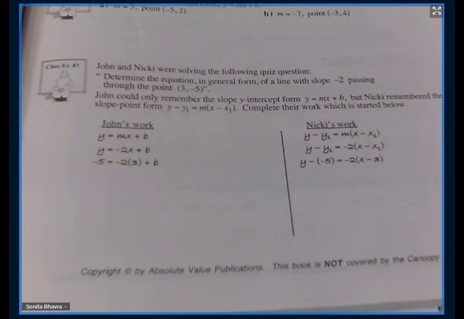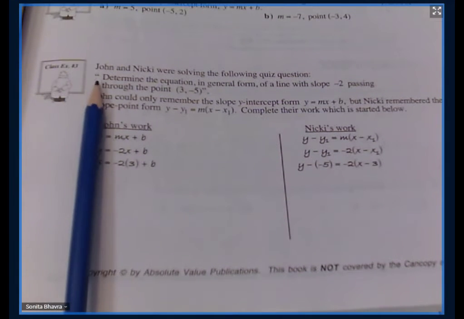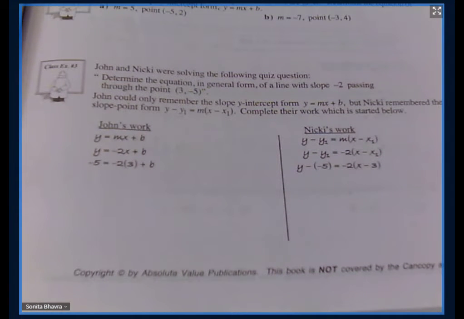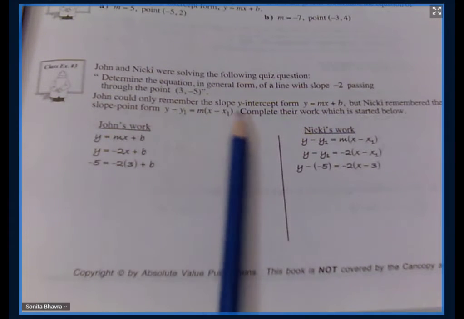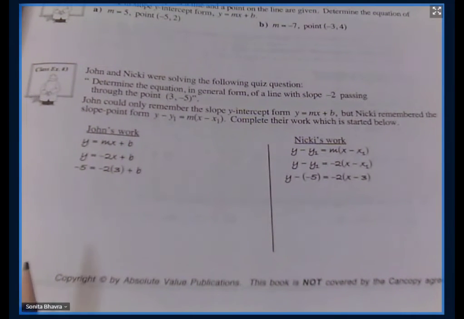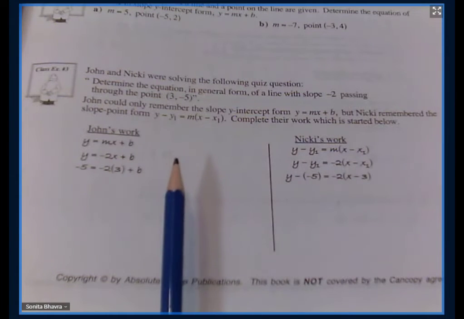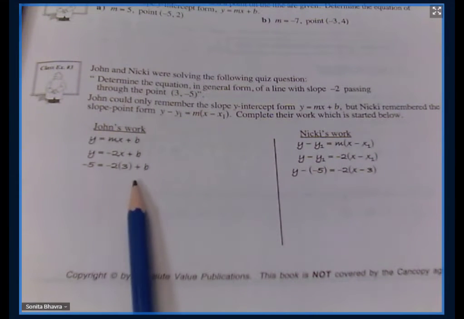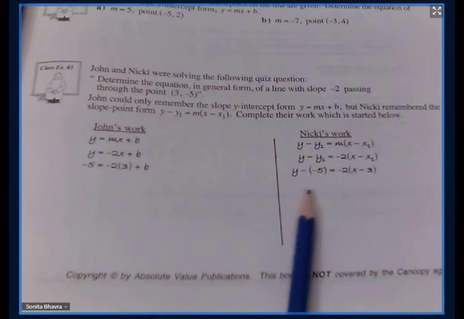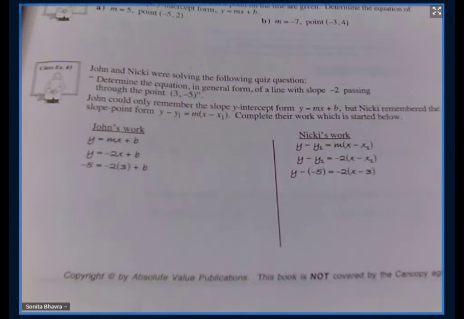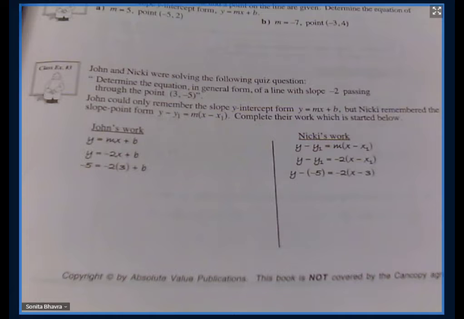So this next example, example number 3, John and Nikki were solving the following quiz question. Determine the equation in general form of a line with a slope of negative 2 passing through the point 3, negative 5. So John could only remember the slope y-intercept form, and Nikki remembered the slope point form. Complete their work, which is started below. All right, so John's work, that's what he got down to, and then Nikki's work, she finished up to here. So what we'll do is we will finish both of the methods and see if we get the same answer.